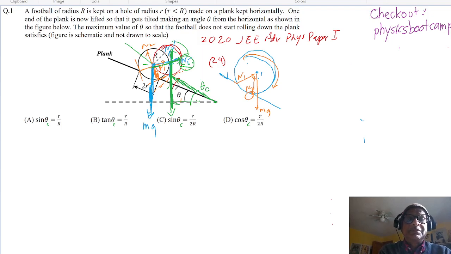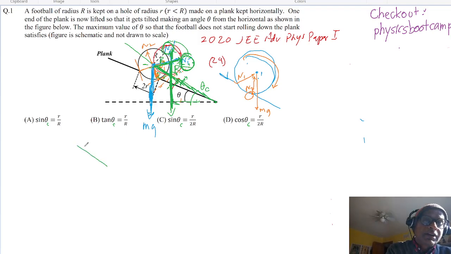So as for the first reconciliation, you have N2 balancing mg, and N1 is very close to 0. And if you go just a little bit more angle, then it will end up in that situation and start to roll. All right, so this is the angle, and so we look at this radius here, and this distance is 2r.